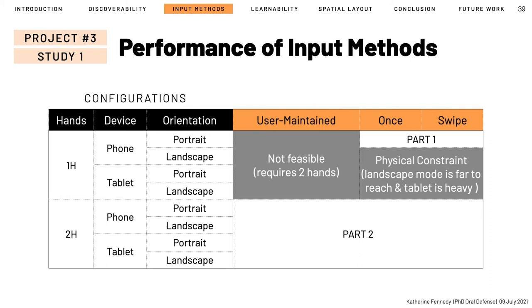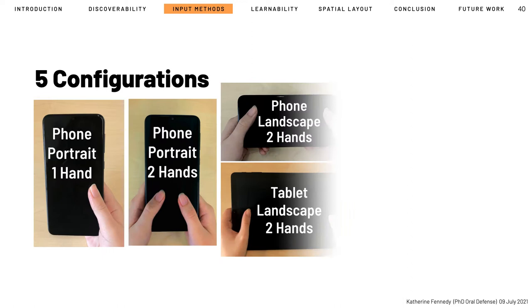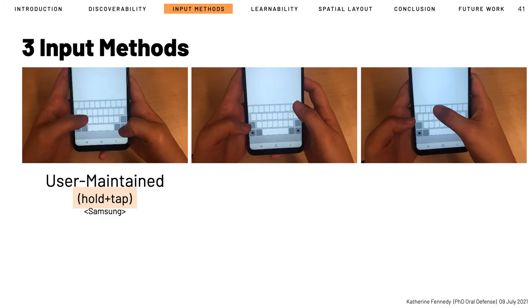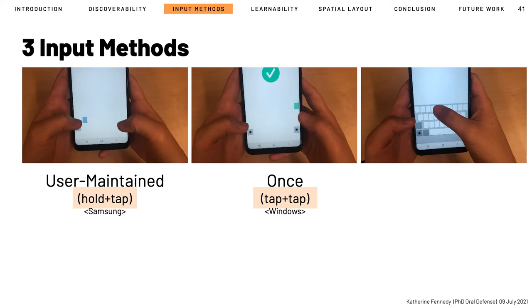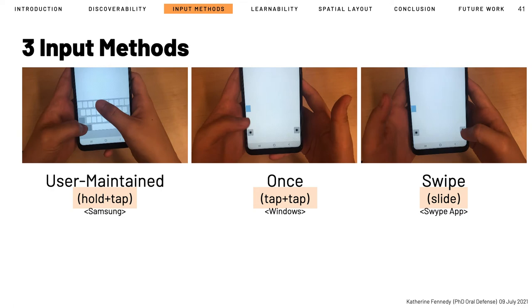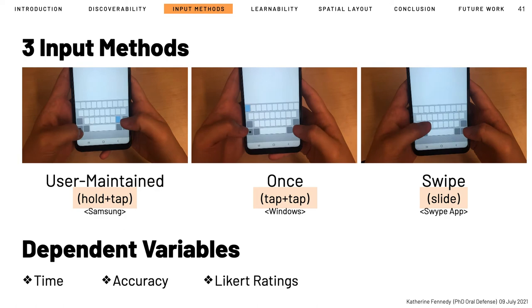In the first study of this project, we focus on the performance of input method across various configurations. We excluded configurations that are physically not feasible or challenging. So our analysis will be in two parts, part one for one-handed and part two for two-handed. These are the five configurations that our 12 participants needed to use in our study. The first method is user maintain, which relies on holding the modifier key with one finger and activates the hotkey with another finger. The second method is once, which relies on two sequential taps, first on the modifier key and then on the hotkey. The third method is swipe, which relies on sliding the finger from the modifier key to the hotkey. We measured the time and accuracy of each trial and also subjective rating of each condition.